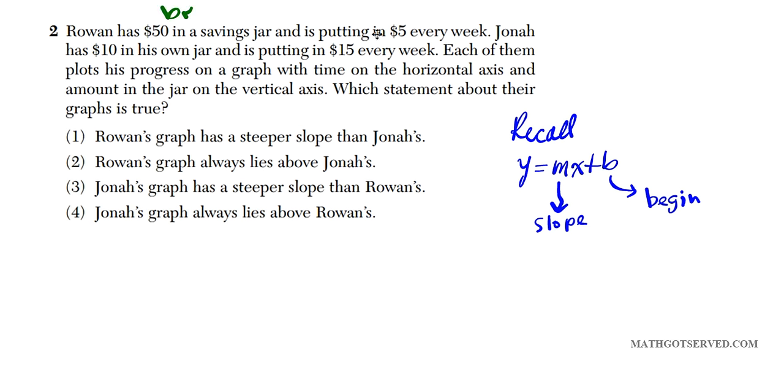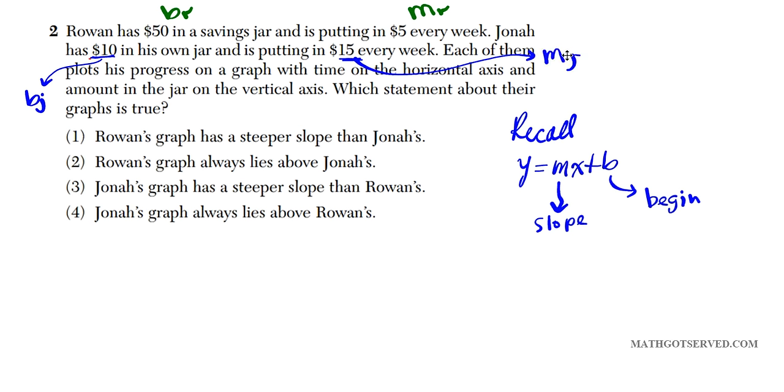He saves $5 every week. So this is his growth rate or his slope. This is the slope for Rowan. All right, $10, let's use blue here, that's for Jonah. This is how much he started with. Okay, so this is the beginning for Jonah, and he saves $15 every week. Guess what? This is the slope, m for Jonah.